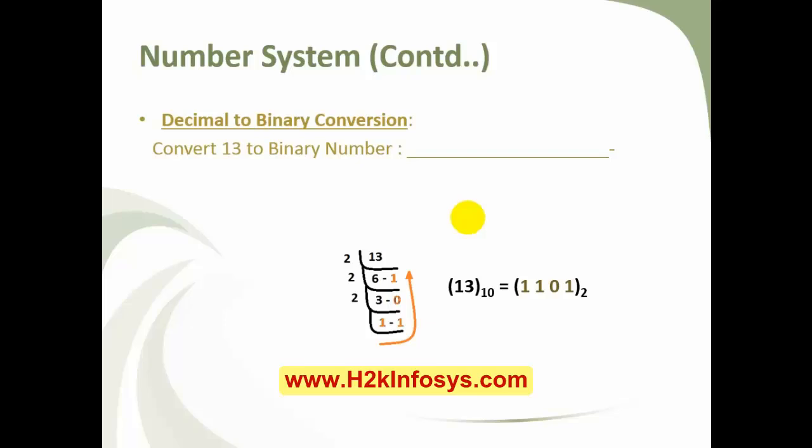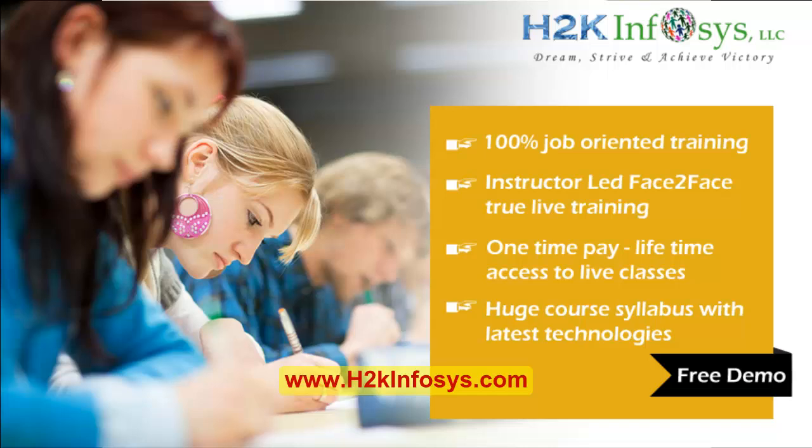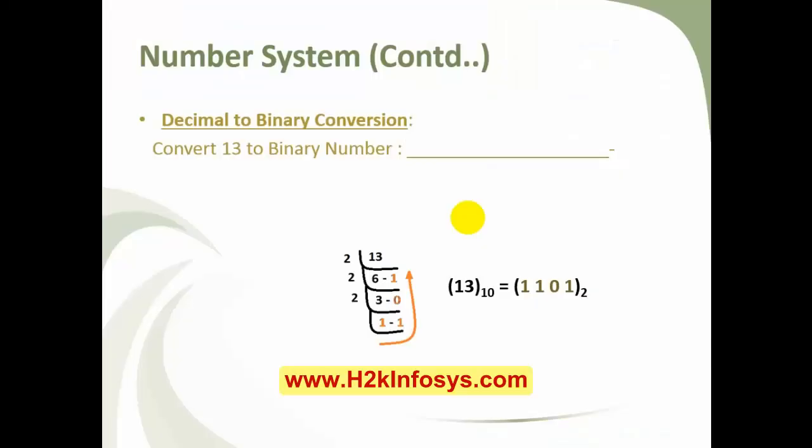1 byte is equal to how many bits? It is 8 bits. So 1 byte is equal to 8 bits. So if someone asks you what is the biggest number that can be stored in 1 byte, all you need to do is, since 1 byte equals 8 bits, write all 8 ones, convert that to decimal and tell them this is the biggest number that can be stored in 1 byte.